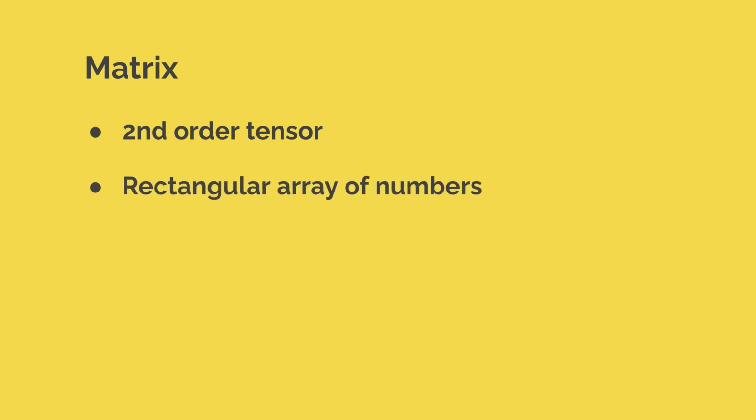Next up, let's talk about a matrix. When we refer to a matrix, we're talking about a second-order tensor, so one step up from a vector. A matrix is a rectangular array of numbers, kind of like a table of data. For example, if we have a two-dimensional array of 1, 2, 3, and 4, 5, 6, that is a matrix because we have a multi-dimensional array. So whenever you have a two-dimensional array, you have a matrix because you have a table. You have 2 rows in this case and 3 columns.